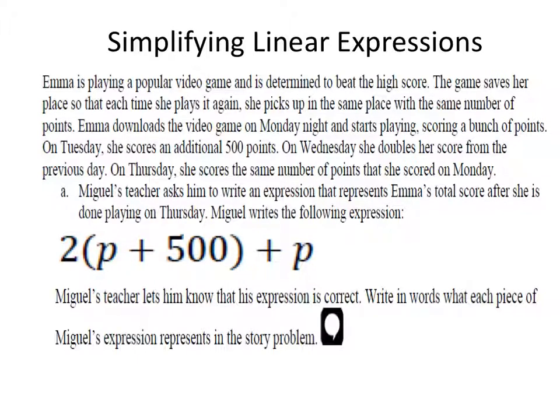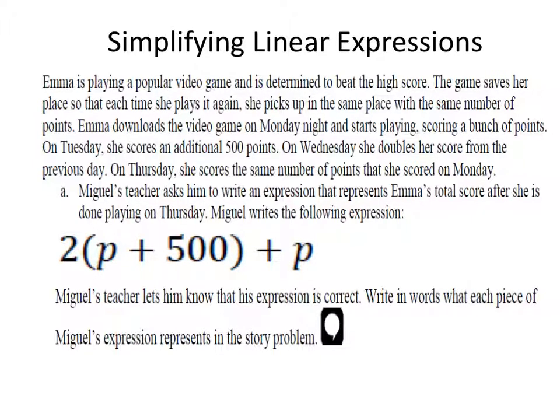Emma downloads the video game on Monday night and starts playing, scoring a bunch of points. On Tuesday, she scores an additional 500 points. On Wednesday, she doubles her score from the previous day. On Thursday, she scores the same number of points that she scored on Monday.